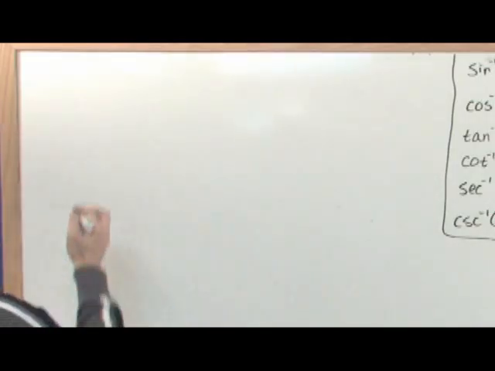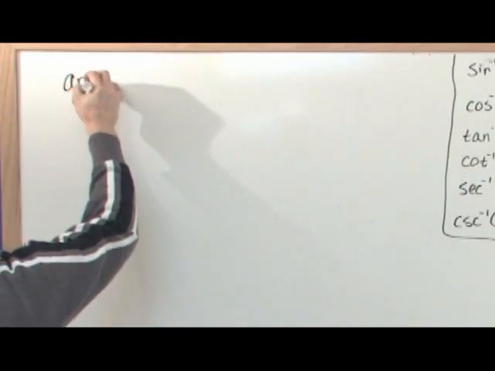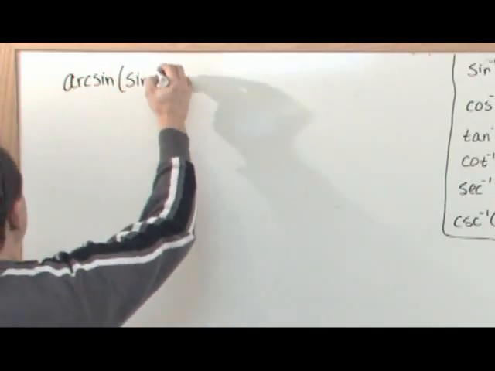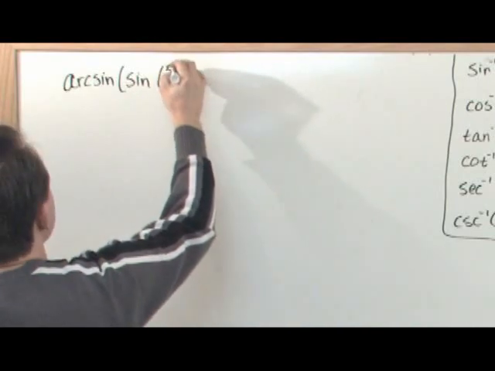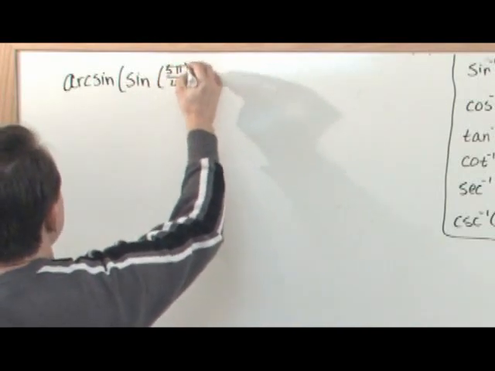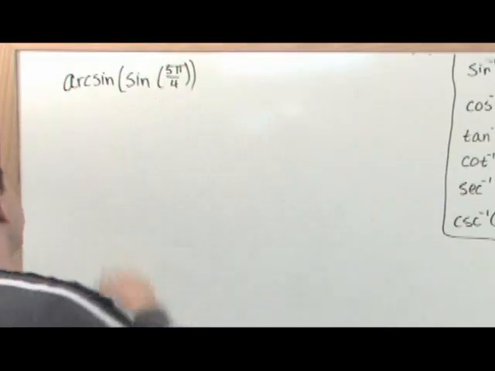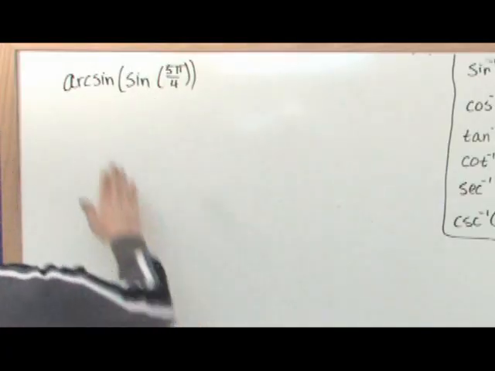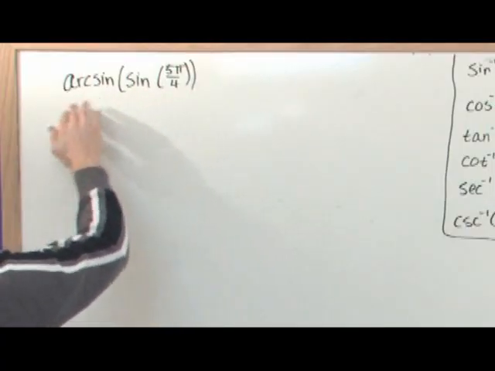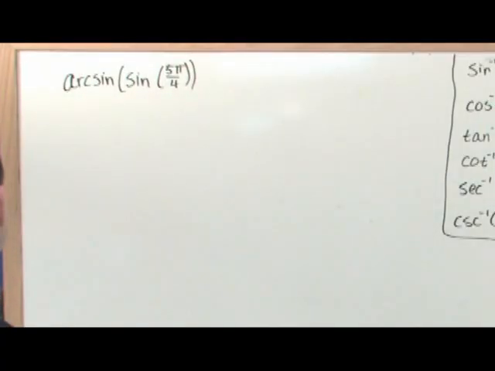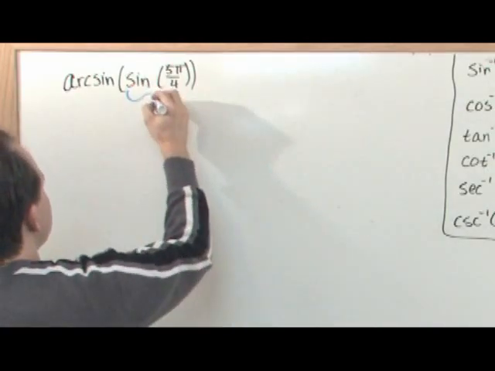One final problem. What if you take the arcsine of the sine of 5 pi over 4? Now, the first thing you might think is that the answer is going to be 5 pi over 4 because you're taking the arcsine of the sine. So you might think, well, these are just going to cancel like before. But this is a little bit trickier, and that's the reason why I did this problem, to show you the following. Let's work with the inside first.